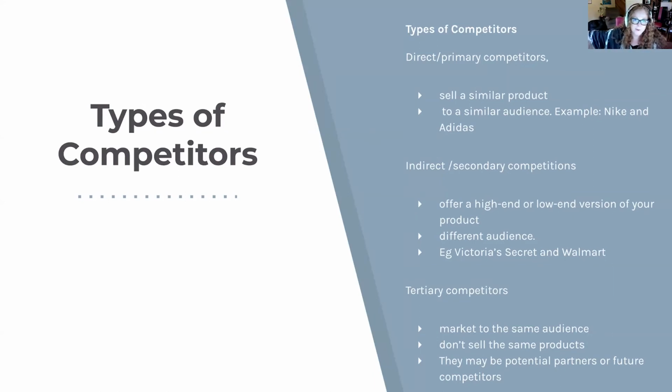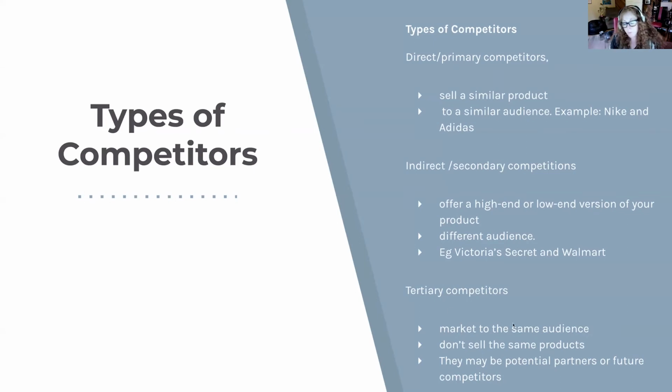Yes, I know that's a very novice way to say it, but indirect, or secondary, competitors are competitors that are in your bubble, but they offer slightly different things, higher or lower end. Victoria's Secret and Walmart was my example here. And then you have tertiary competitors, which market to the same audience, but you don't sell the same products.